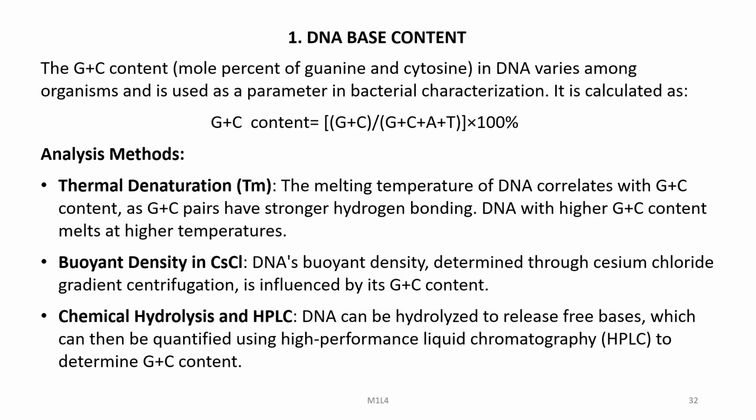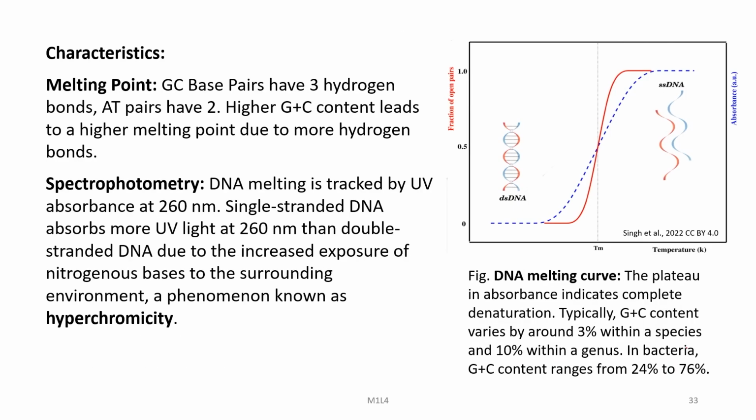Another method is the buoyant density in cesium chloride. DNA's buoyant density determined through cesium chloride gradient centrifugation is influenced by its G plus C content. Chemical hydrolysis and HPLC: here DNA can be hydrolyzed to release free bases, which can then be quantified using high performance liquid chromatography to determine the G plus C content.